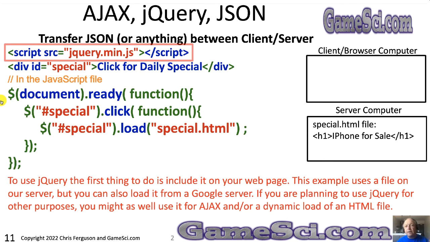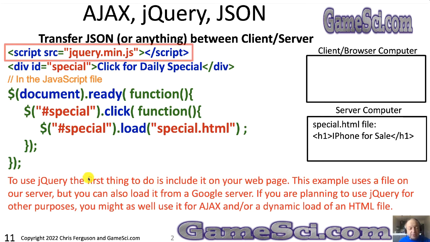jQuery has automated a lot of this work, and a lot of people love jQuery because it does AJAX also in addition to it. We're still using AJAX here. It's just jQuery will be handling the AJAX for us. So we'll say script source equals jQuery.min.js. To use jQuery, the first thing you do is include it on your web page.